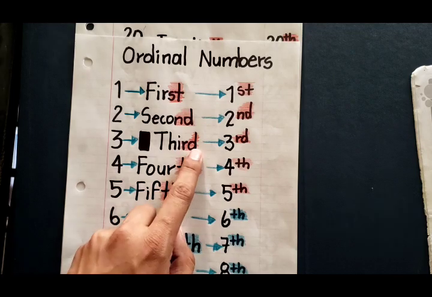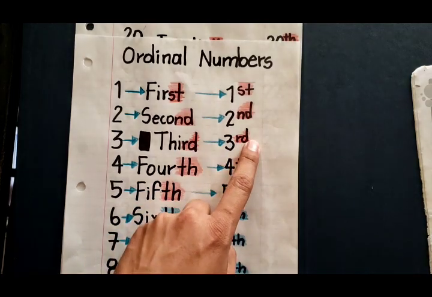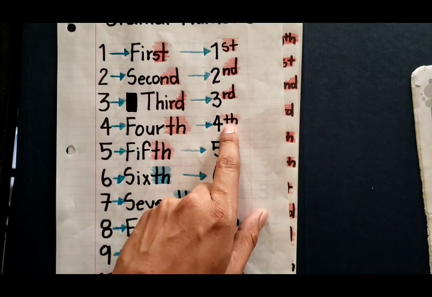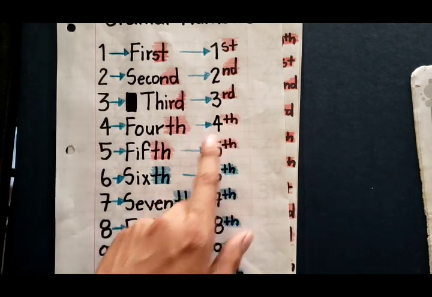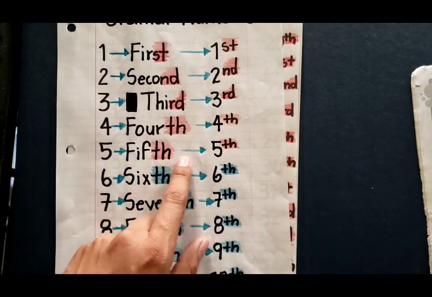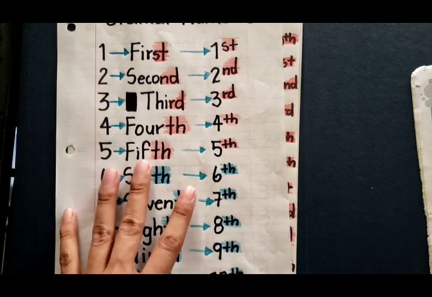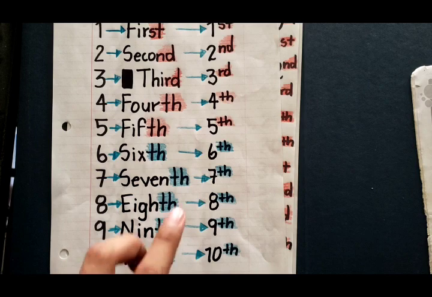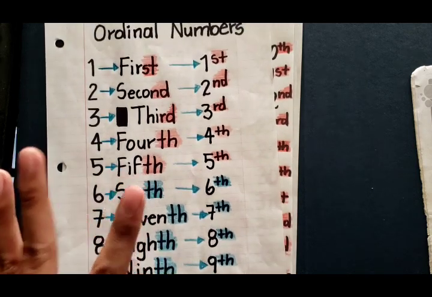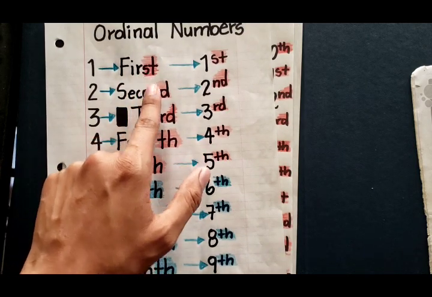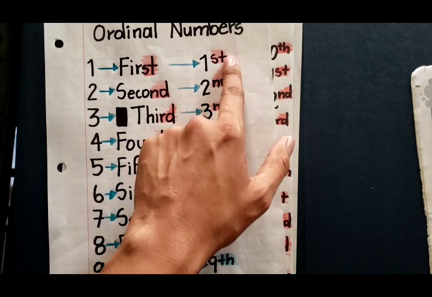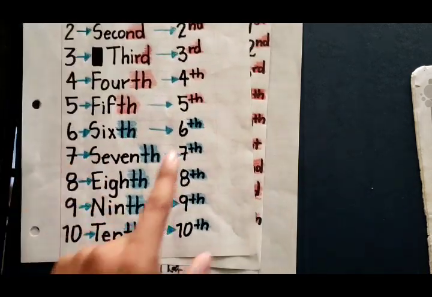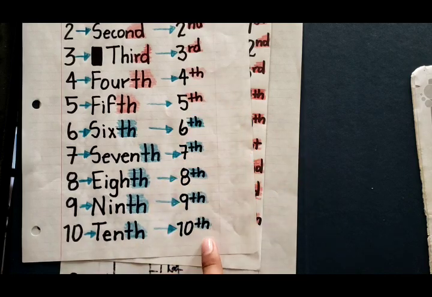Third, R, D. Fourth, T, H. Fifth, T, H. And so the same goes with the others. We write the last two letters. The only three that are different are first, second, and third, because they have ST, ND and RD. But the rest of the numbers use TH.